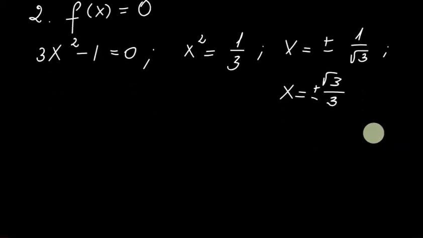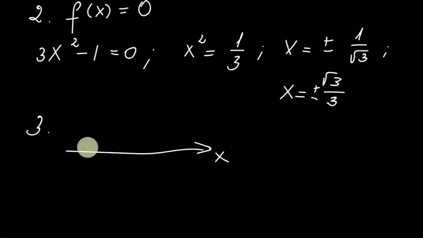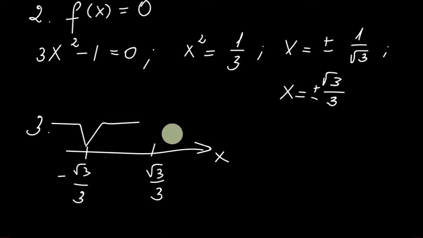And the third step is to draw a number line and add these 2 points that we got, where our derivative is equal to 0, and here's what we do. We draw something like this, and this is f prime of x, and this is f of x.